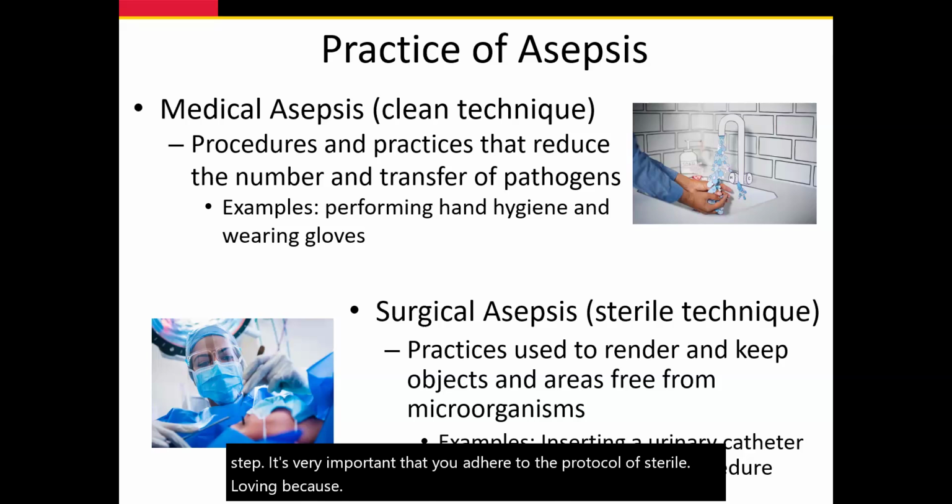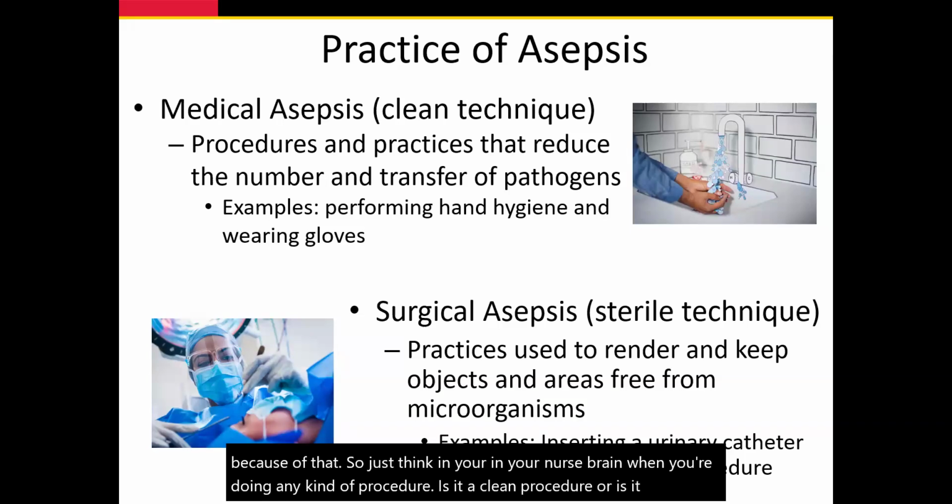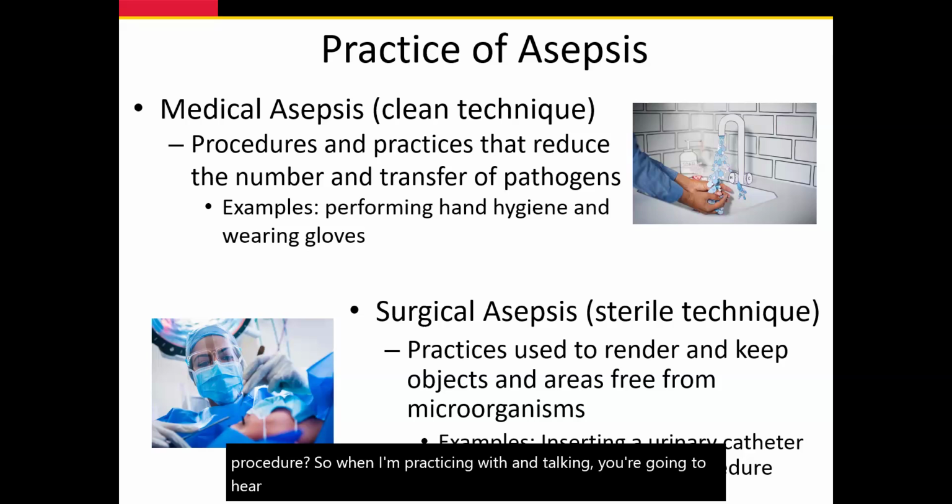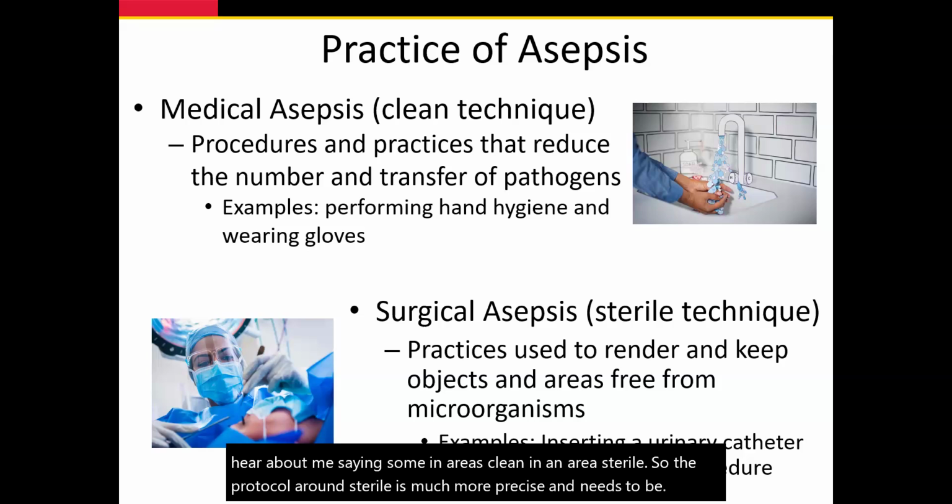pathogens who live on your sterile gloves can be transmitted to a patient's body, and there can be a bad outcome that happens because of that. So just think in your nurse brain when you're doing any kind of procedure, is it a clean procedure or is it a sterile procedure? So when I'm practicing and talking, you're going to hear me saying an area is clean and an area is sterile. So the protocol around sterile is much more precise and needs to be monitored very carefully.